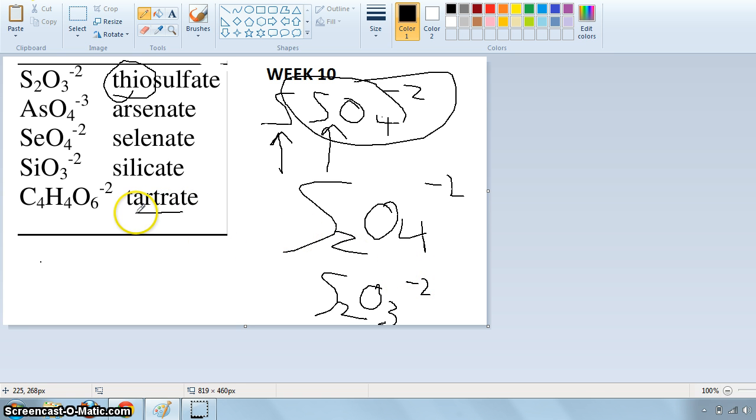Tartrate, not a whole lot to say about tartrate. It's actually an ion that I expect you won't have as much trouble remembering because it's big and long and complicated and it scares you. So if you actually study, you'll probably spend more time on it. So it's these others that I'm more worried about. But C4H4O6 -2, tartrate. Yep, you're going to have to earn your money on this week's quiz. So have a good time with that.